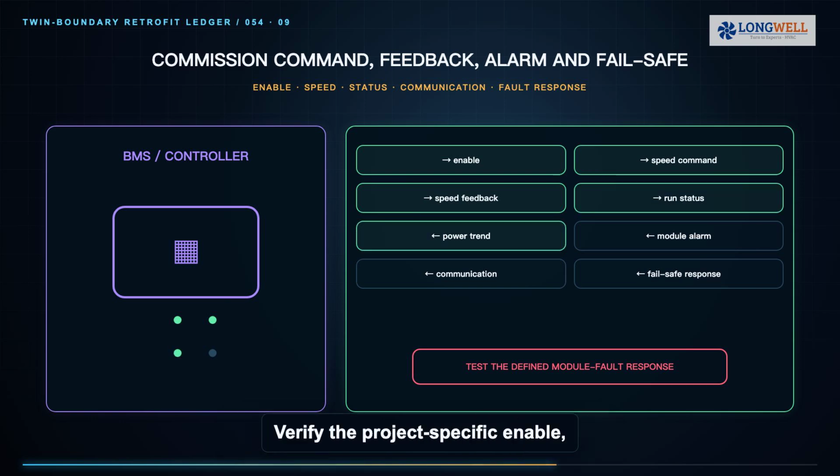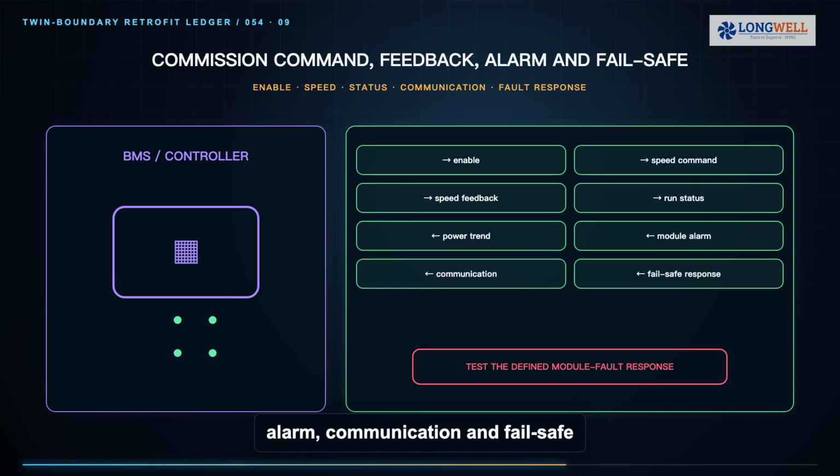Commission the controls before judging efficiency. Verify the project-specific enable, speed command, feedback, alarm, communication, and failsafe behavior. Confirm that all modules respond together when intended and that one fault does not create reverse flow or an uncontrolled pressure change. Tune the pressure or airflow loop for stable response rather than simply copying the old drive frequency. Trend commands, speed, power, and alarms through load changes.